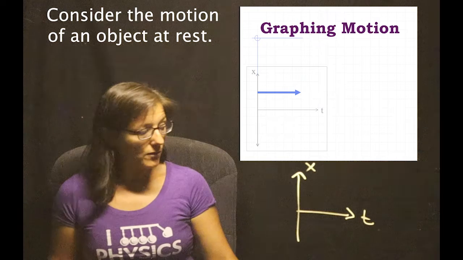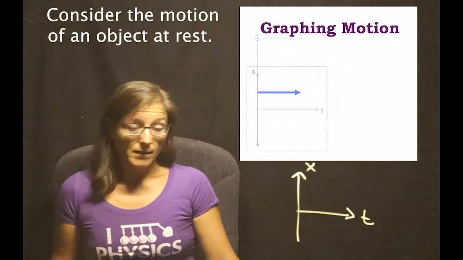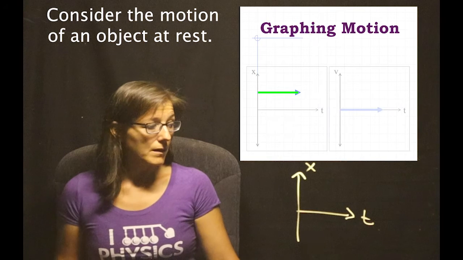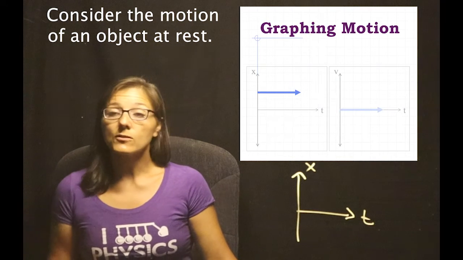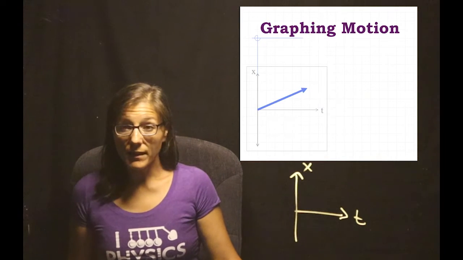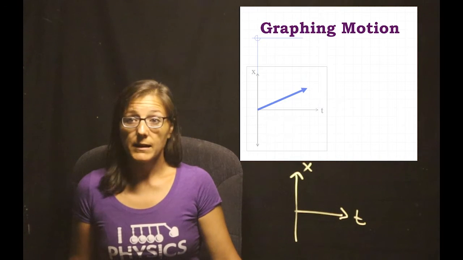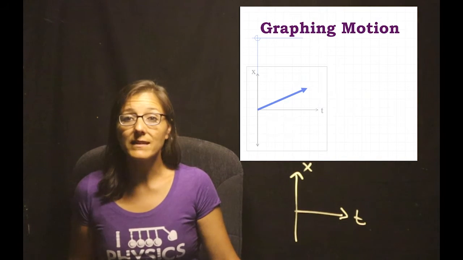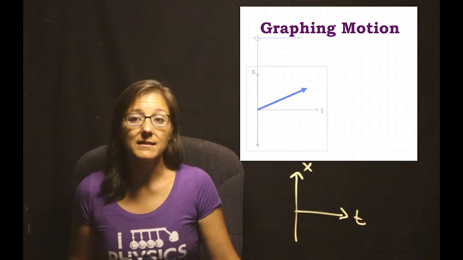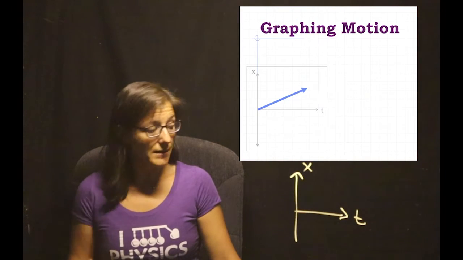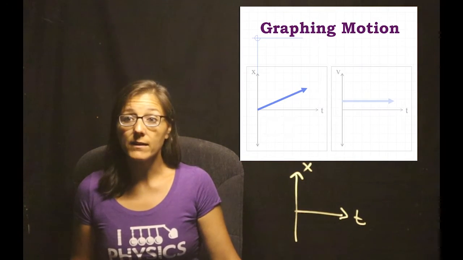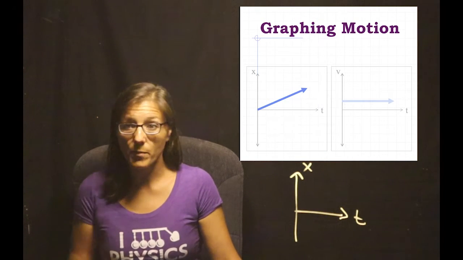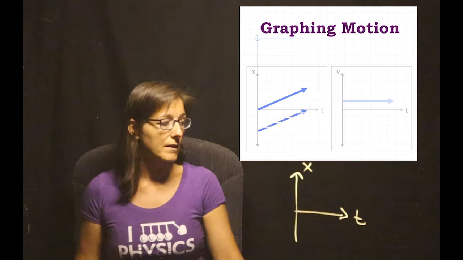So now I want you to consider this object. It's not moving at all. It's maintaining the same position the entire time. It has no rate of change, so it has no velocity. This object, however, is moving. It's moving in a positive direction away from where it started. It's moving steadily. I can tell because it has a steady slope, right? A steady slope means a steady rate of change, which means it has a steady velocity, right? Positive slope, positive velocity, steady slope, steady velocity.